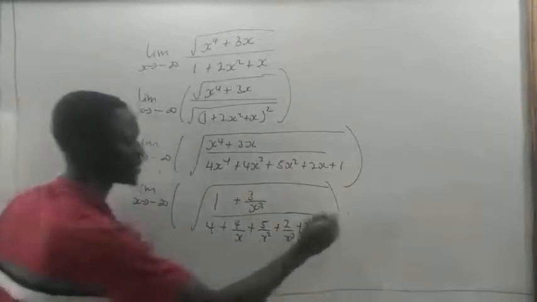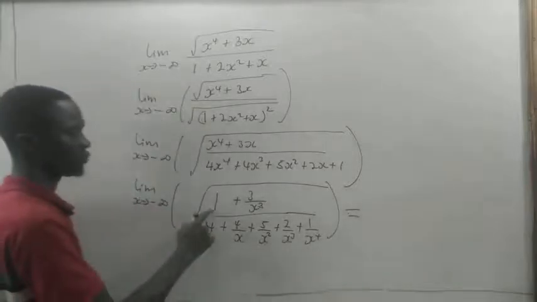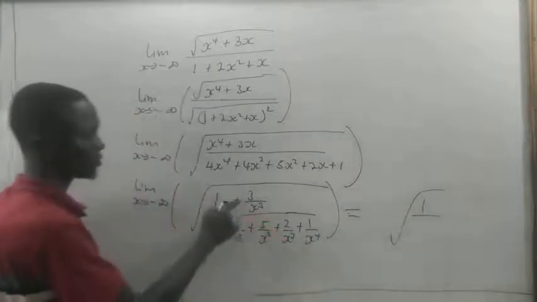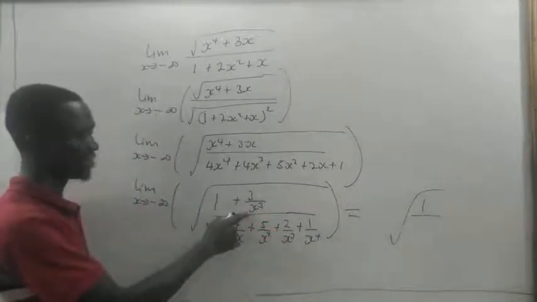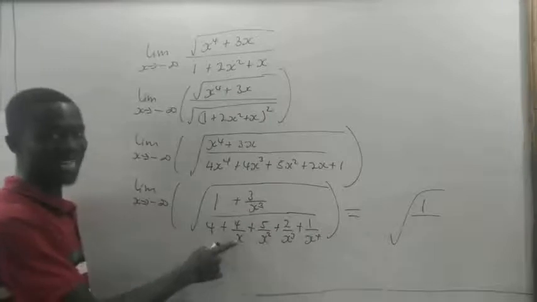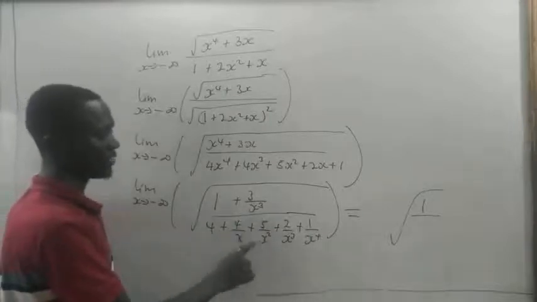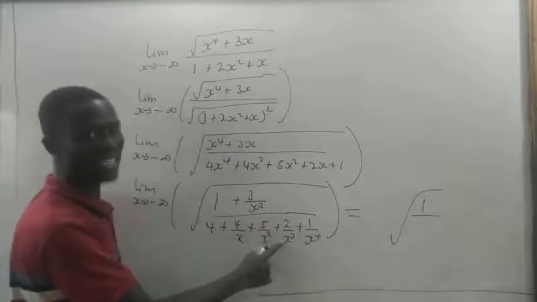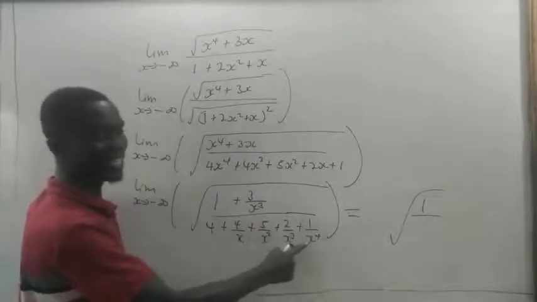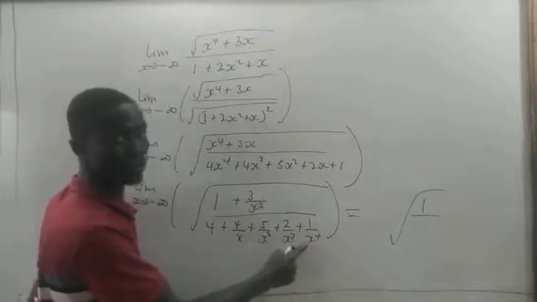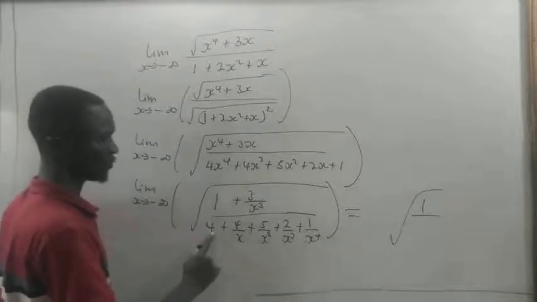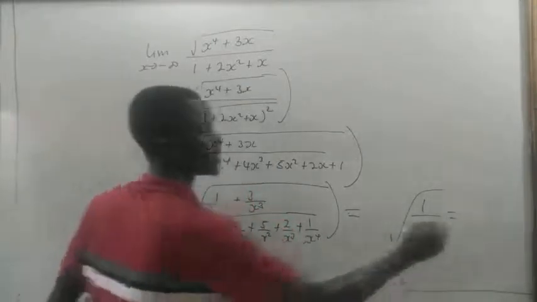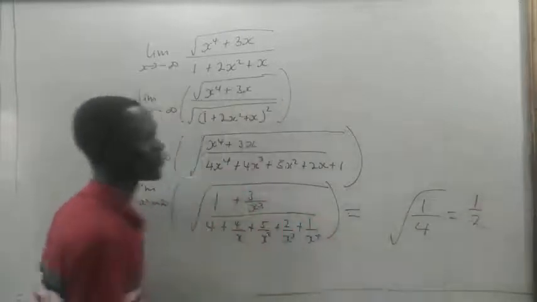Now, as x approaches negative infinity, let's see. We are going to have square root of 1, because 3 divided by a very large number will give us 0. 4 divided by a very large negative number will be 0. 5 divided by a very large negative number squared will be 0. 2 divided by a very large negative number cubed will be 0. 1 divided by a very large negative to the power 4 will be 0. So we will be left with 4. And square root of 1 out of 4 is 1 out of 2.